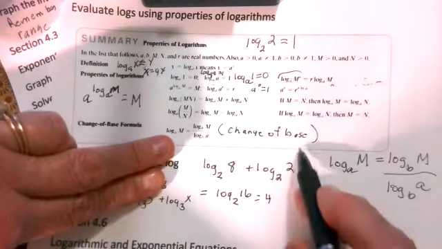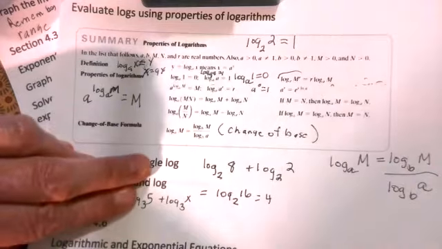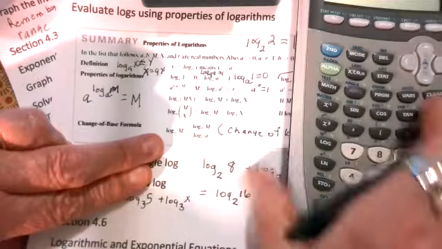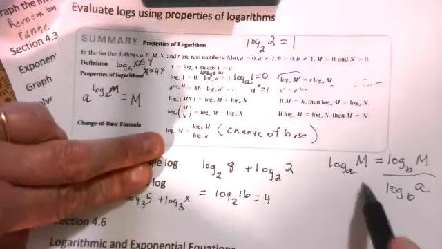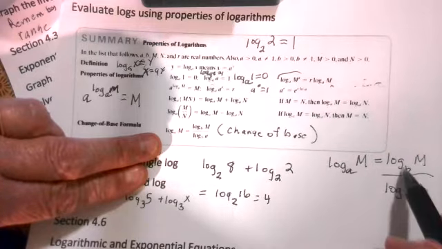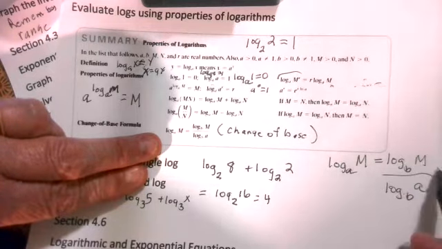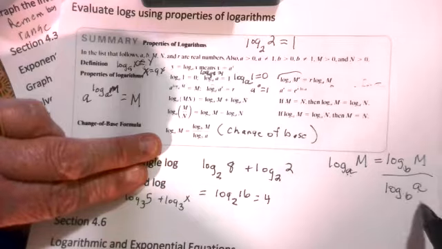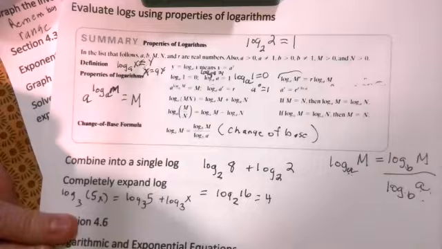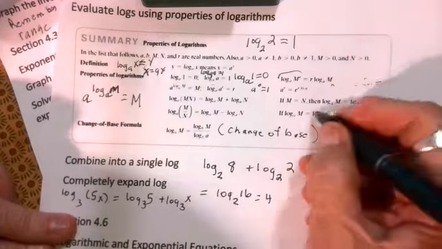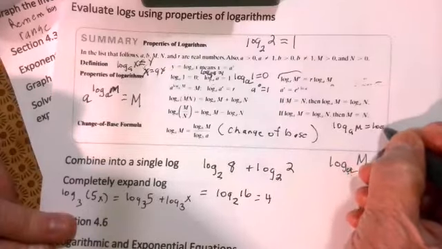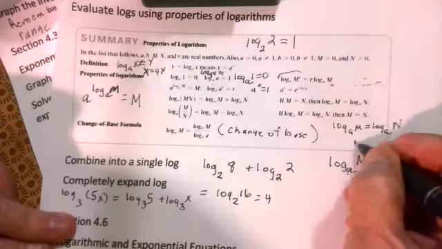The reason you would do this is if you didn't have a way to enter a log other than log base 10 or the natural log. This formula would let you change, say, from base 3 to base 10, so you could just put 10 here. Then M goes in the top, and A, the original base, goes in the bottom. I remember it that way. And this is true: if you've got log base A of M equals log base A of N, then M must be equal to N.